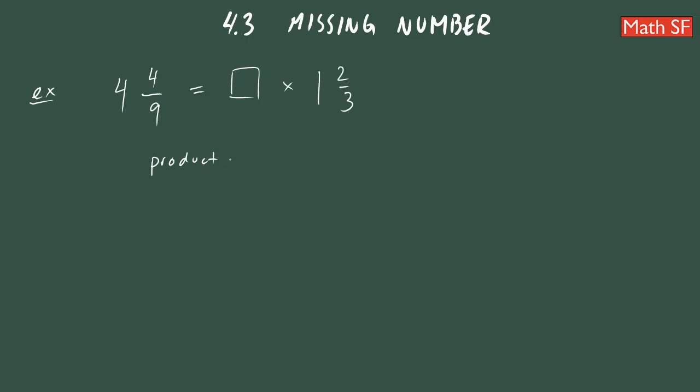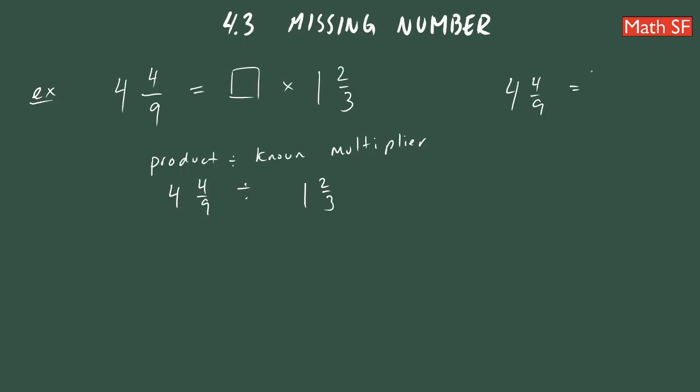divided by the known multiplier, which in this case is 1 2/3, and the product is 4 4/9. But how am I going to divide these two fractions? Well, this is a mixed numeral, so we must turn it into an improper fraction. So let's turn this 4 4/9 into an improper fraction.